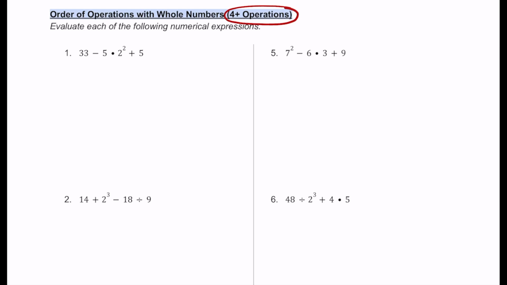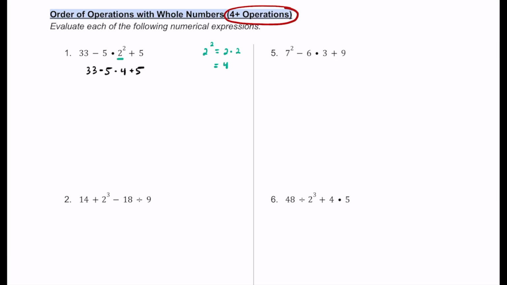Now out of these 4 operations, the exponent's going to go first. Now keep in mind, I'm going to always go ahead and write these exponents out on the side in case it's helpful. If you already know them in your head, then great, you can just fast forward a little bit, but 2 squared is equal to 4. That has to go first here. So we have 33 minus 5 multiplied by 4 plus 5.